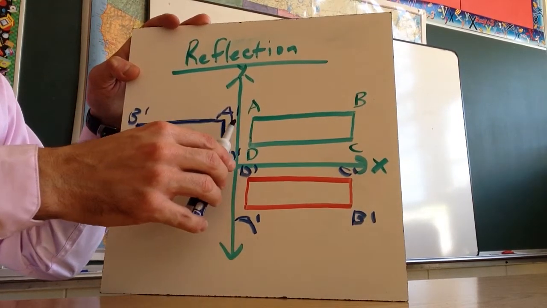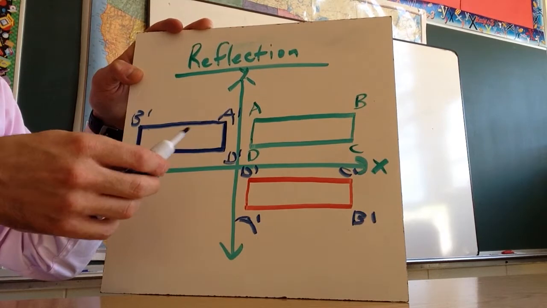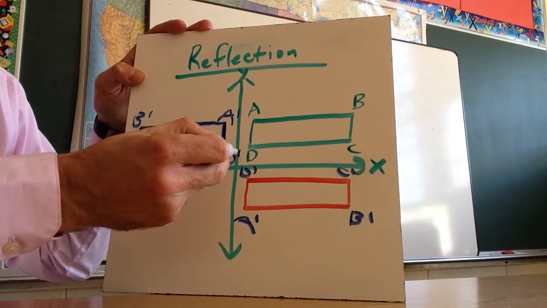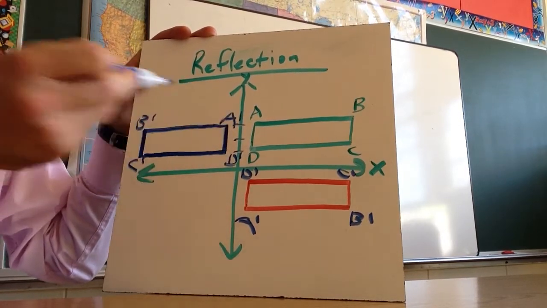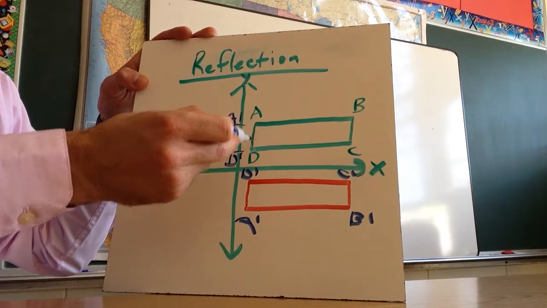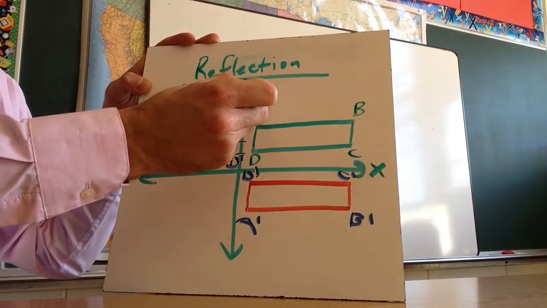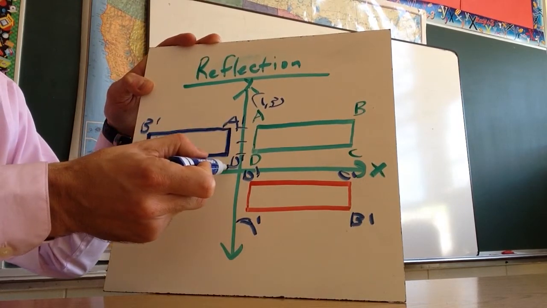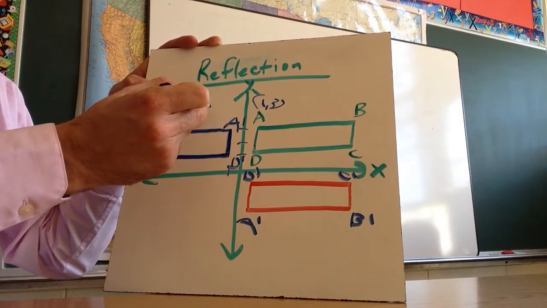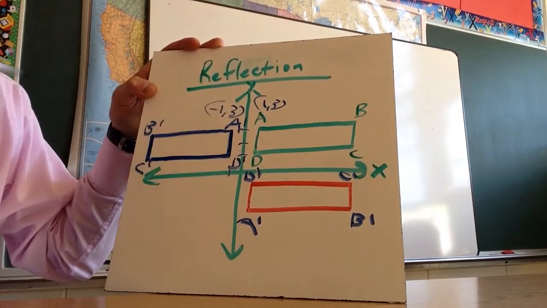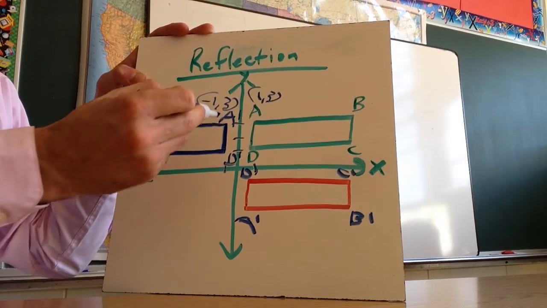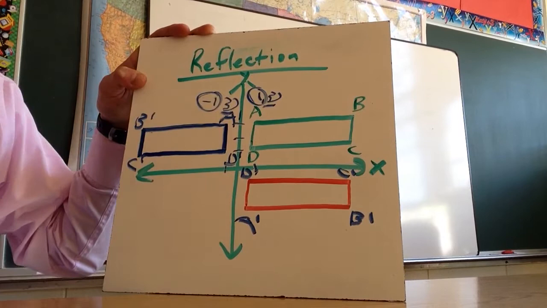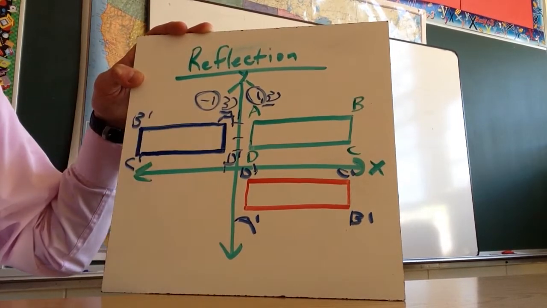As I flip it over the y-axis, I want you to notice that the y coordinates would not change. So for example, let's just pretend if A were at 1, 3, so 1 and then 1, 2, 3, then A prime would be at negative 1, 3. So I want you to notice that when I flip over the y-axis, the y stays the same, and the x becomes the opposite. So it was a positive 1, now it's a negative 1.